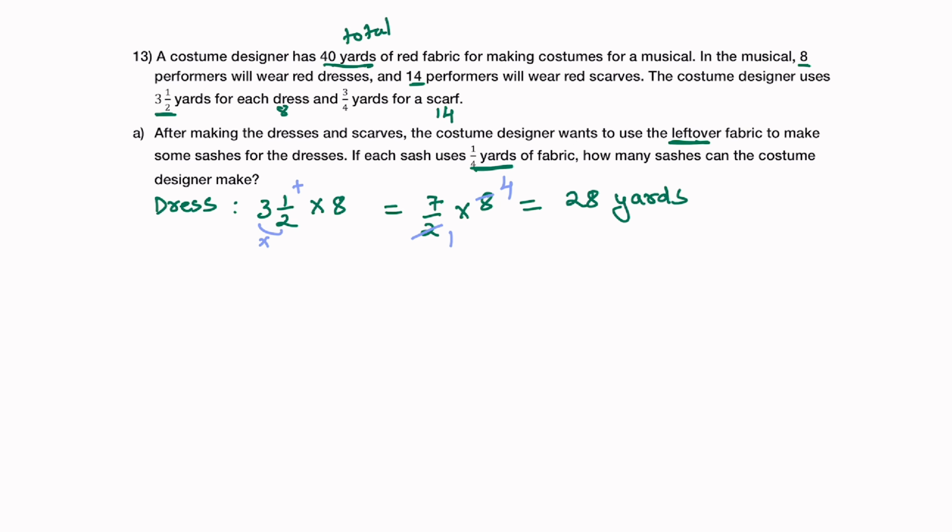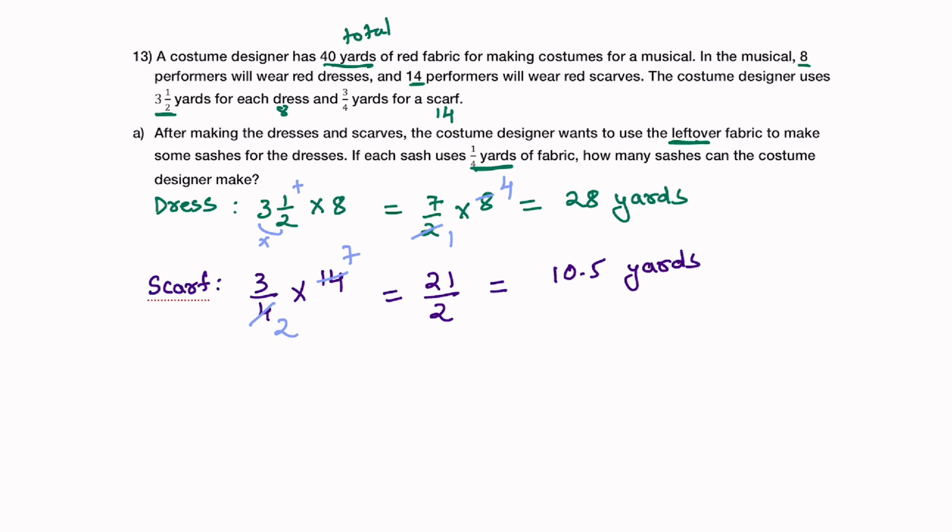Now let's do it for the scarf. So that's scarf here. How much is used per scarf? That's 3 upon 4. And how many do we need? 14, right? That's the total that she is making. So 2 times 2, 2 times 7. So that's 3 times 7 is 21 upon 2, which means 10.5 yards, right? So that's used for scarf.